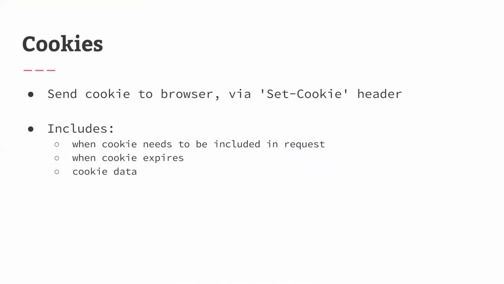It also talks about when the cookie expires. So cookies maybe expire after a month, or maybe you just want it to expire after the current session is over, when somebody closes the browser. And then the data in the cookie.